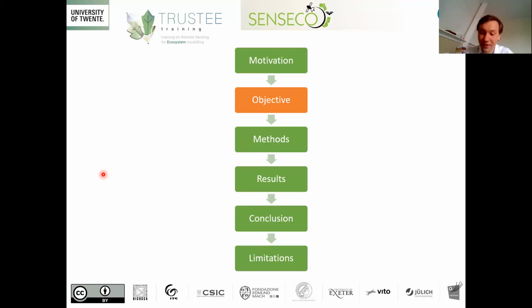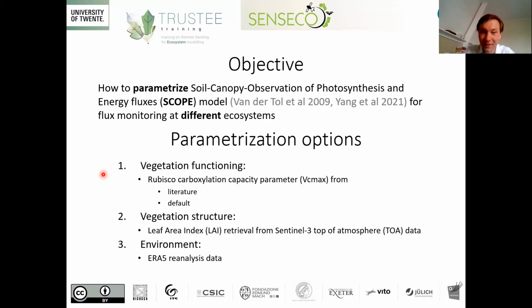And here we come to the objective. As I named the question, the objective is to learn how to parameterize the SCOPE model for different ecosystems. And we have three options. Vegetation functioning is the first one, as it is the main focus of this study. So the Rubisco carboxylation capacity parameter that defines the rate of photosynthesis. What is better, the literature value, the default value, or something else?